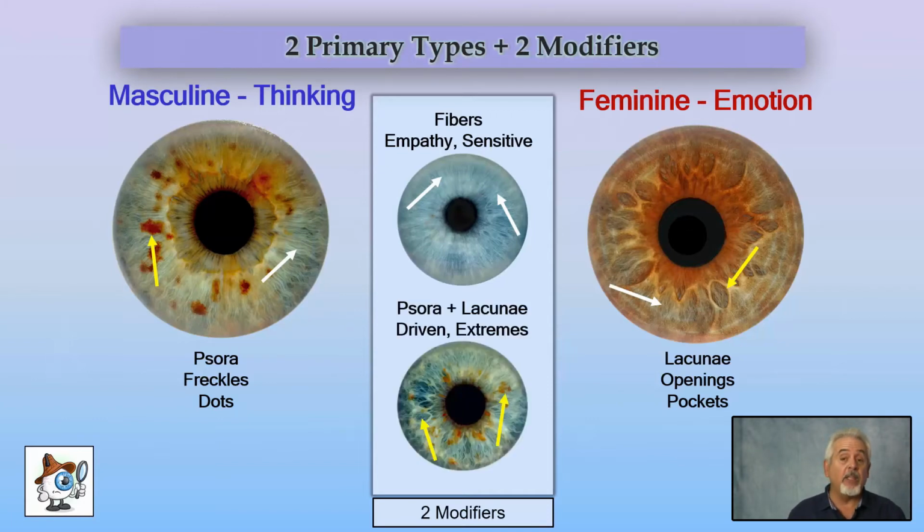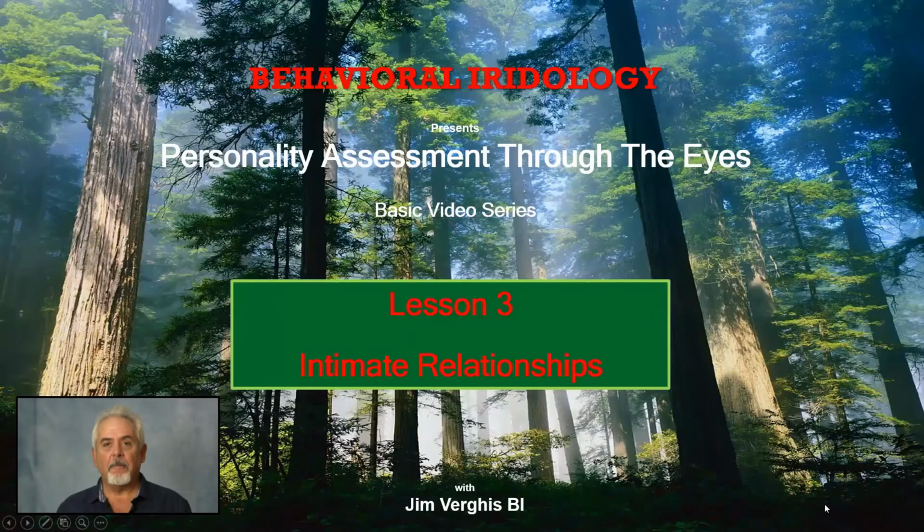So here's the key with this. If you have just one Sora with a whole bunch of Lacuna, or one Lacuna with a whole bunch of Sora, it brings it over into this category of more driven. They like more extremes, and this is our other modifier. So these two modifiers are going to either, through the empathy, slow it down, or through the extremism, speed it up. Okay, lesson 3, intimate relationships.